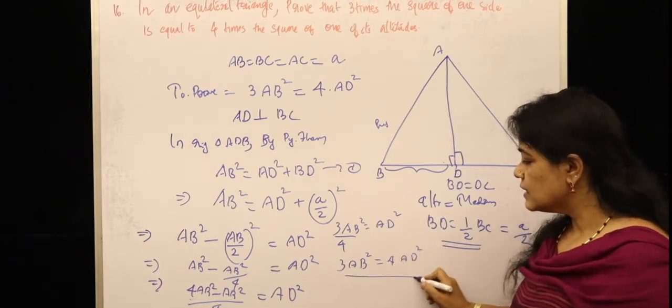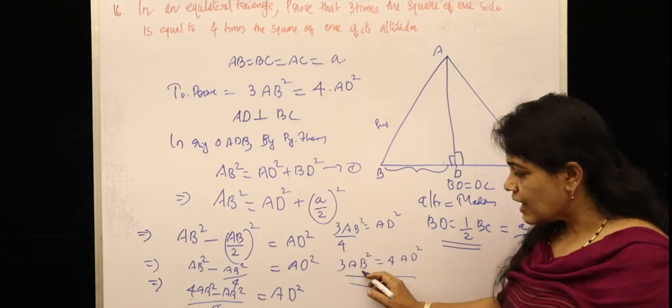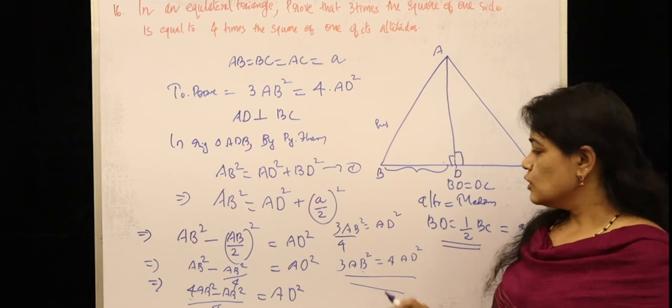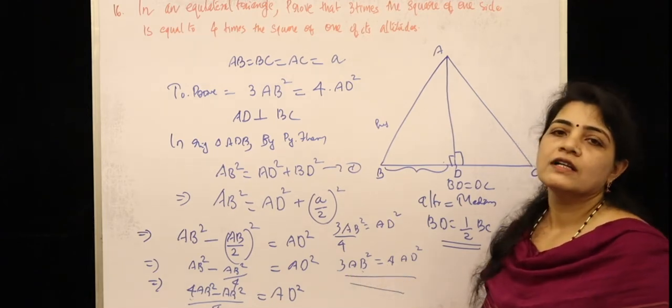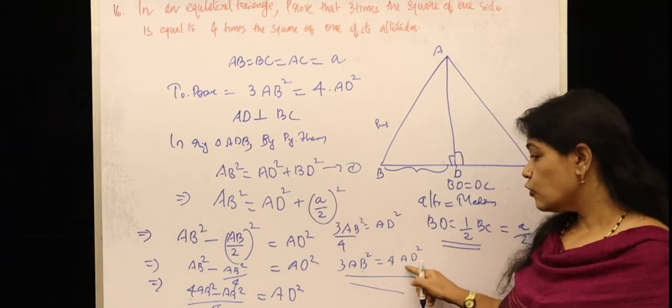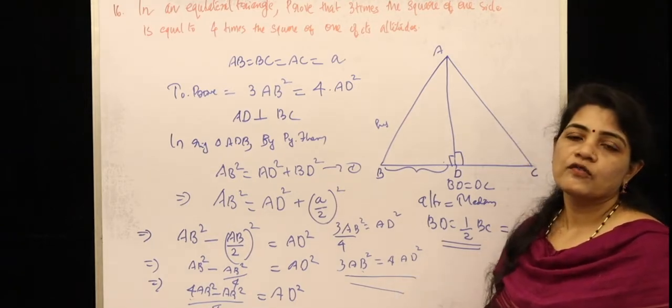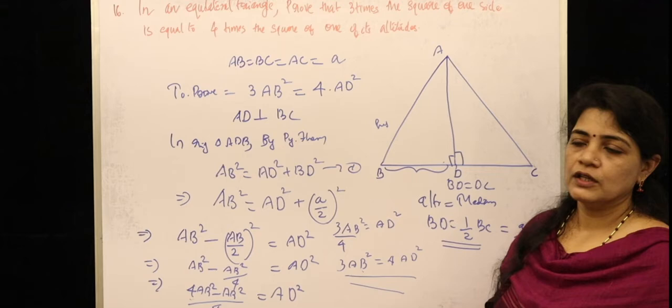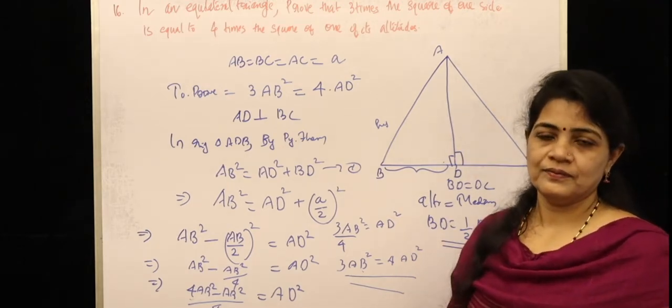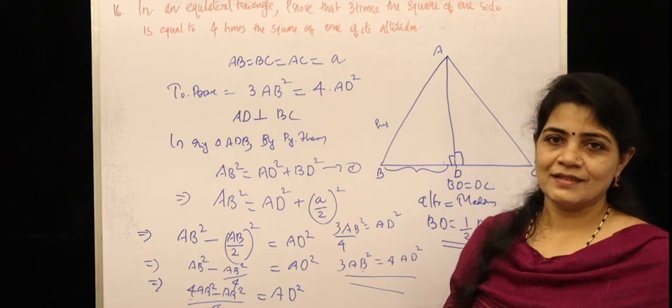What we need, children? Here, what is this AB? The square of one side of this equilateral triangle. So 3 times the square of one side of the equilateral triangle, we have proved that this is equal to 4 times the square of its altitude, one of its altitudes. AD is altitude, 4 times AD square. This is the 16th question.